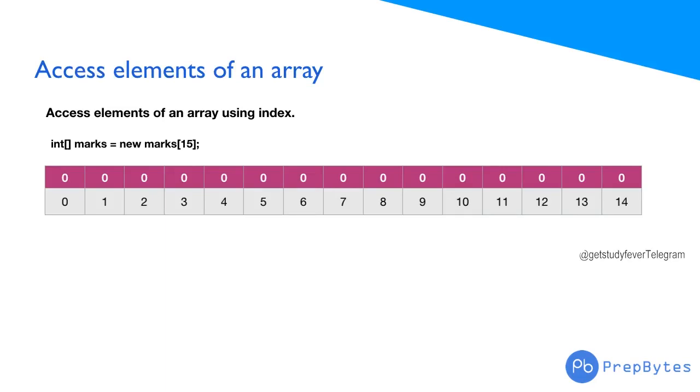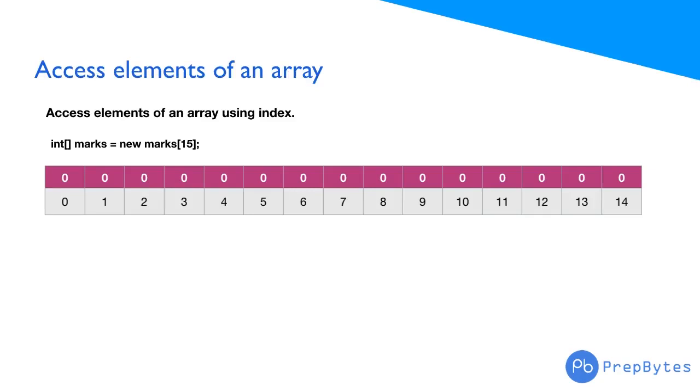Now, as you can see, here we have numbers 0, 1, 2, 3, 4, increasing till 14. These are called the index. The index starts from 0 and goes till n minus 1. So if an array has n elements, then the index goes from 0 to n minus 1. The first element is at index 0. The second element is at index 1. The third element is at index 2. Similarly, it keeps on going until the 15th element, which is at index 14.